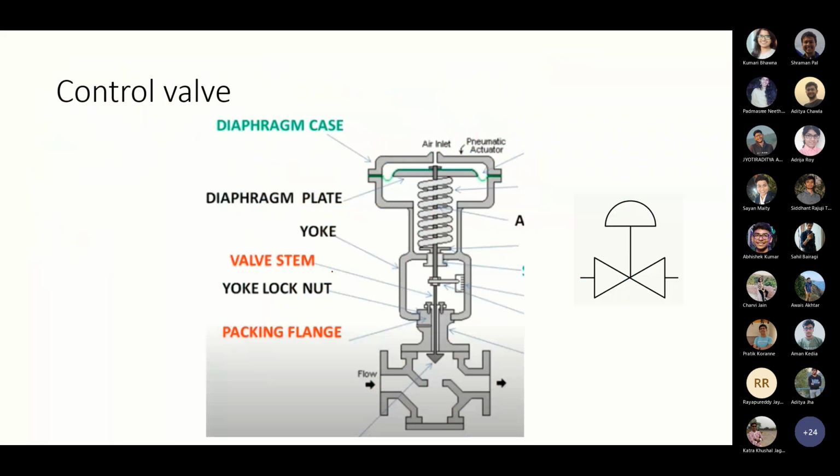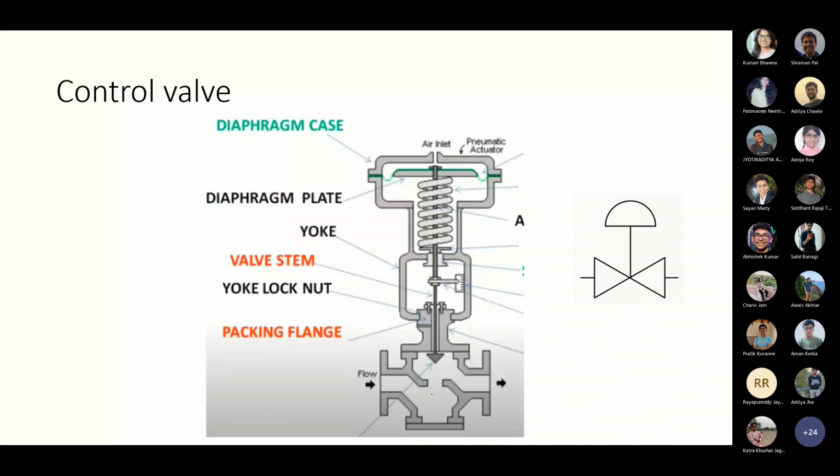This is the control valve. I think your process control course is happening now, I guess. Control valve is primarily used to send the fluid at regulated flow rates, either to increase or decrease, or to send at regulated flow rates. They use control valves.